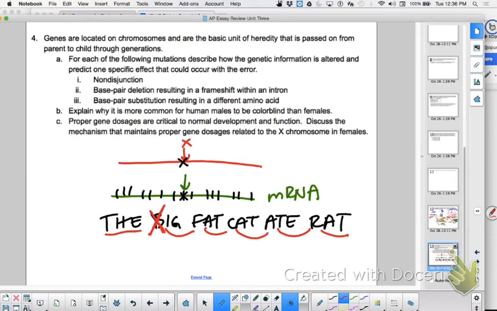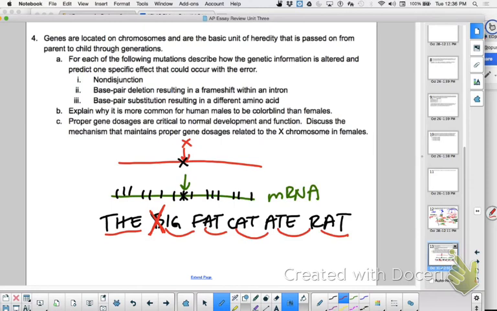Let's look at C. Proper gene dosages are critical to normal development and function. Discuss the mechanism that maintains proper gene dosages related to the X chromosome in females. You know the answer to that. What do we do? Is it the bar body? Yes, we put one away as a bar body. And that way, we only have one that's functional at any one time that we're using to transcribe and translate into protein, right?